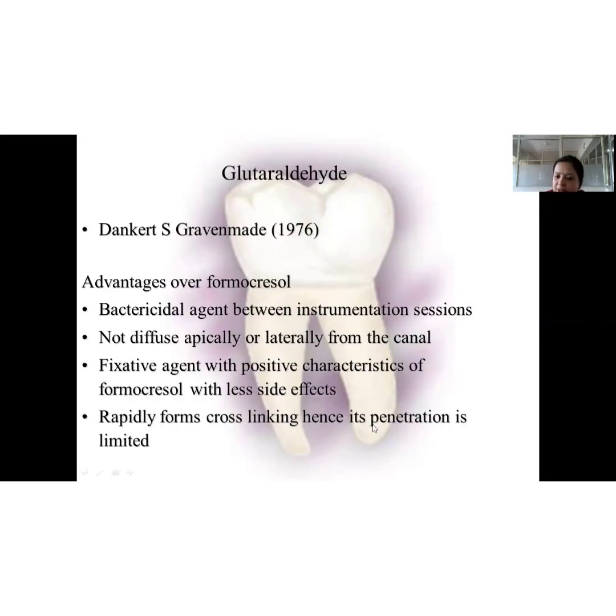So it is bactericidal, so between instrumentation there is less chance of infection. It creates a sterile environment. Then it does not diffuse apically and laterally from the canal. It fixes the tissue. The positive point of formocresol is that it fixes the tissue, so glutaraldehyde also fixes the tissue and it rapidly forms cross-links. Hence the penetration is less.